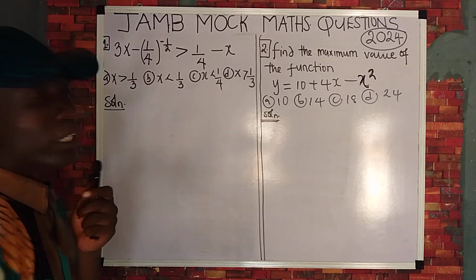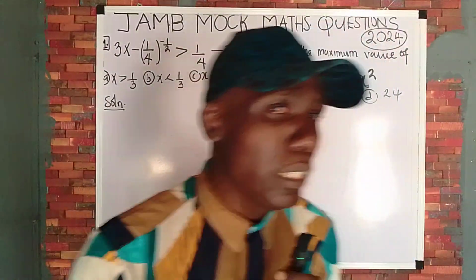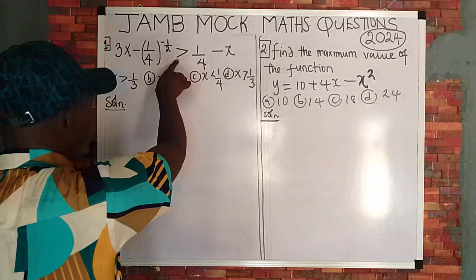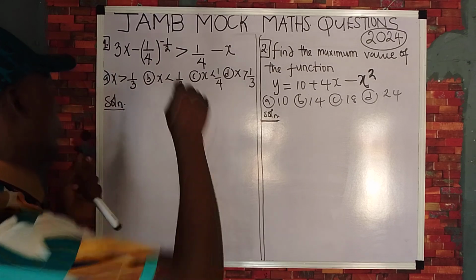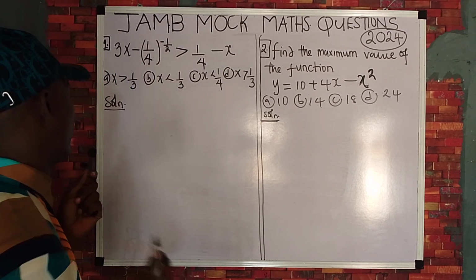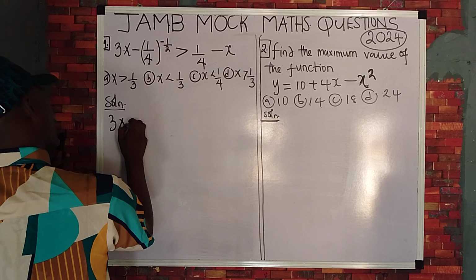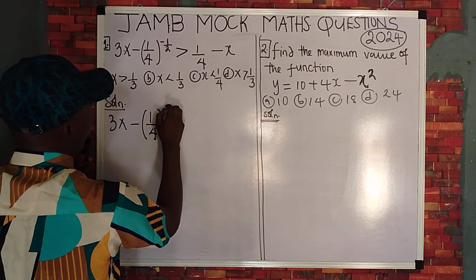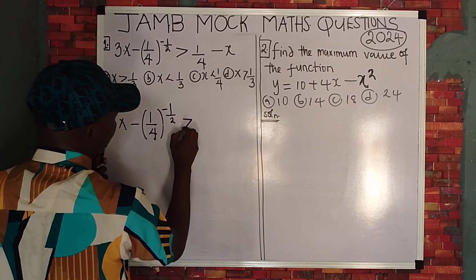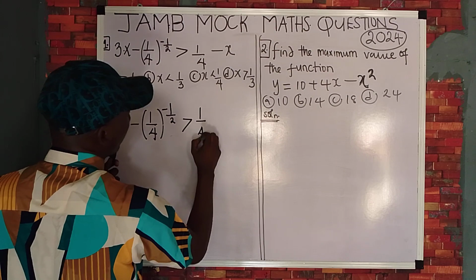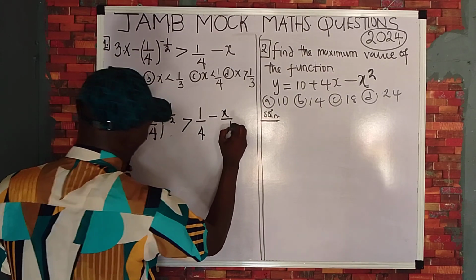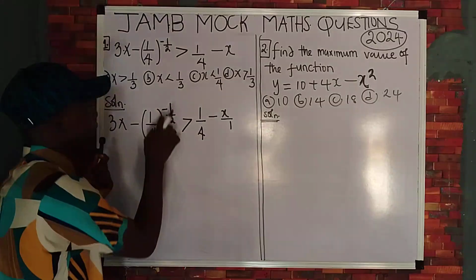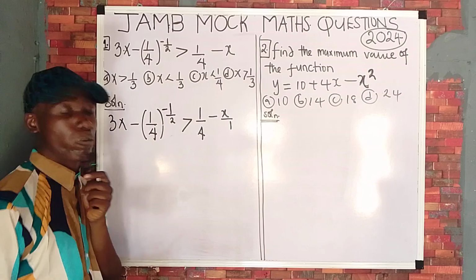The first question on the board is a topic called inequality. As you can see, the inequality sign is on the board. Let us quickly solve this question. We have (3x minus 1 over 4) all in brackets raised to the power 1 over 2 greater than 1 over 4 minus x over 1. Wow, so interesting. The first thing we are going to do is eliminate this minus and the power of 1 over 4.